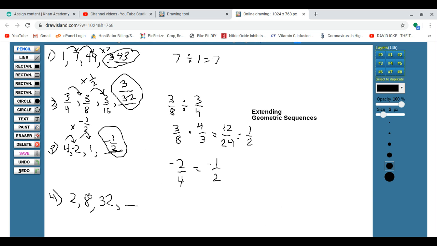Okay, and then we look at this one. We go from 2 to 8, then 8 to 32. So let's do it again. We'll divide 8 by 2. I like to sometimes write it as a fraction. 8 divided by 2 is going to be 4. So we're multiplying by 4 each time. And so we're going to do 32 times 4. So again, you take out a handy calculator. 32 times 4 is going to be 128. So 128 is our next number.